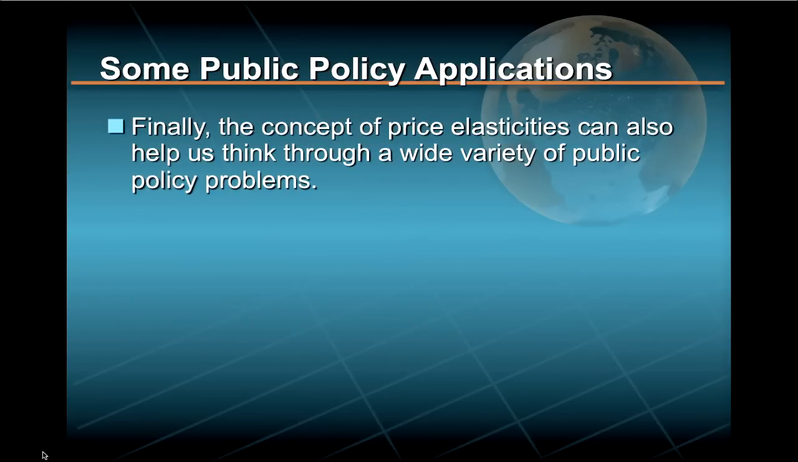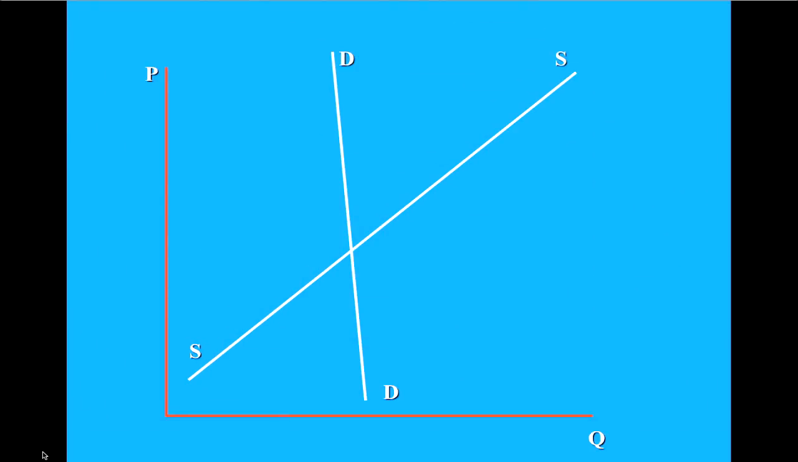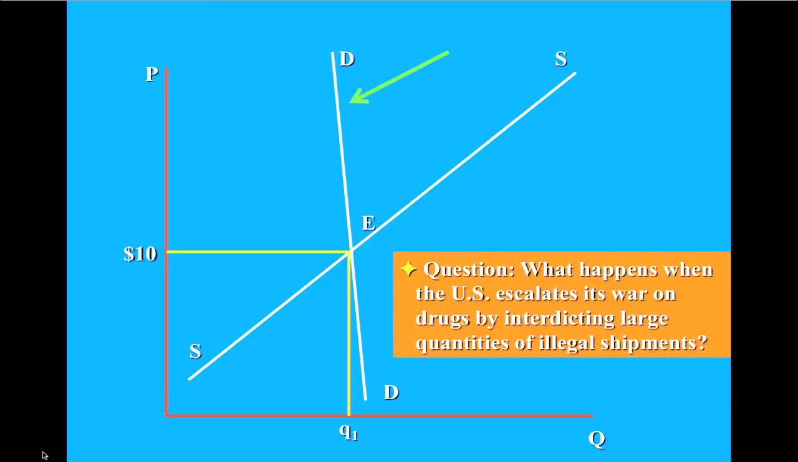Finally, the concept of price elasticities can also help us think through a wide variety of public policy problems. Take a look at this figure and the case of drug addiction. In the figure, we see once again that the demand curve for a highly addictive drug like crack is almost perfectly inelastic. We also see that the supply curve crosses the demand curve at point E, where the price is $10 a dose. Now, what happens in the figure when the U.S. government escalates its war on drugs by interdicting large quantities of illegal cocaine shipments from Colombia?